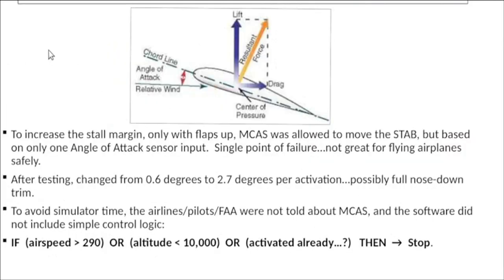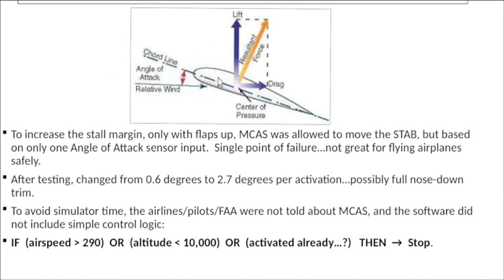So the 737 MAX mess has been beaten up pretty bad already, so I'm not going to go into all the details. I'll put some links in the description if you want to read about it. There's a JATR report that's very good, and I'll put a link in there so you can see all the details. But basically, here's a fancier picture of the angle of attack.